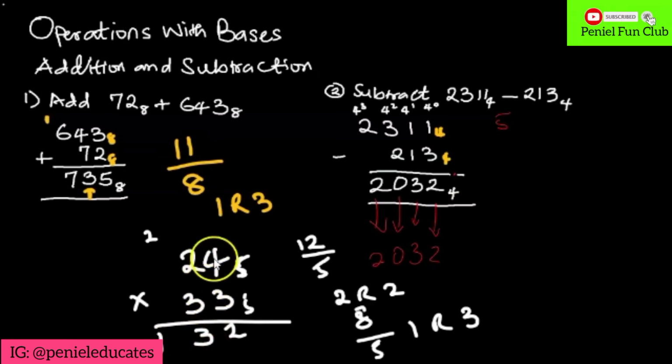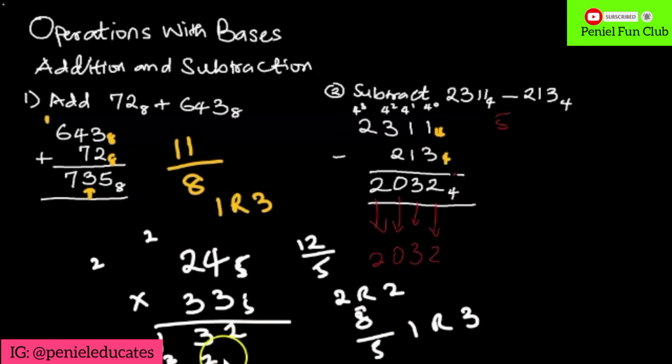3 times 4, that is 12. Okay, which is also more than the base, so I do the same thing the same way. 3 times 4, that is 12. Divided by 5, I'm going to get 2 remainder 2. So I'm going to put my 2 here. Then 3 times 2, 6 plus 2, that is 8. I do my 8, the same thing. I'm going to have my 3 and my 1.